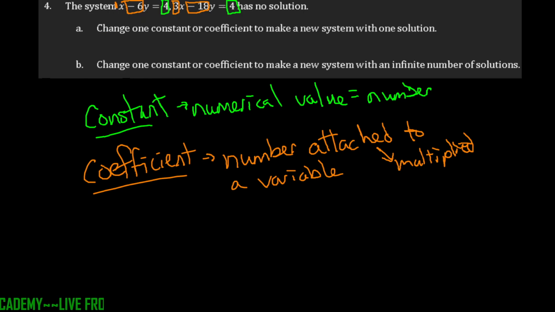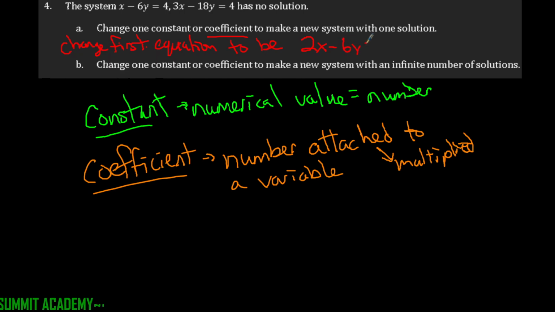All right, so what are we going to do? Well, let's change something about this. So I'm going to change one coefficient to make a new solution, because since they have the same slope, that means they're parallel. So if I change a slope for these equations, then I should be good. So I'm going to change the first equation to be, let's say, instead of just 1x, let's say 2x minus 6y equals 4.